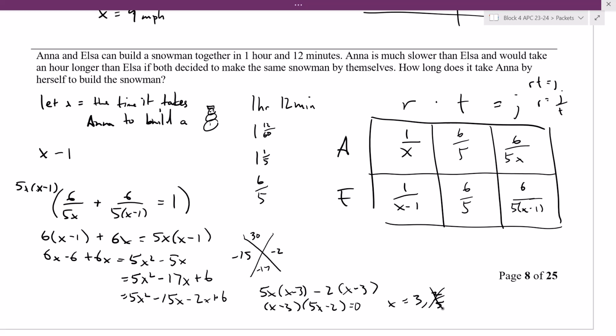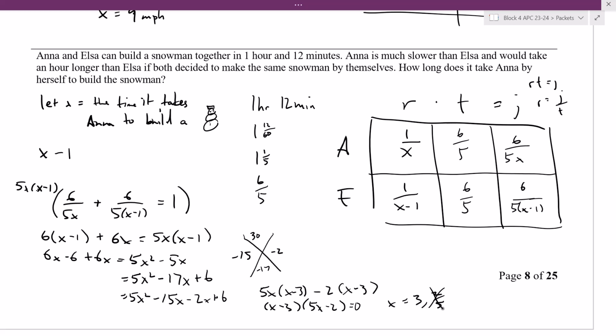Why am I eliminating that? But this is x. Remember, x represents time. So we could say 2/5 is a fine number, but if that works, then it takes Elsa x minus 1 always. And that just can't be. Thank you for asking. Okay, I hope that we're connecting dots.